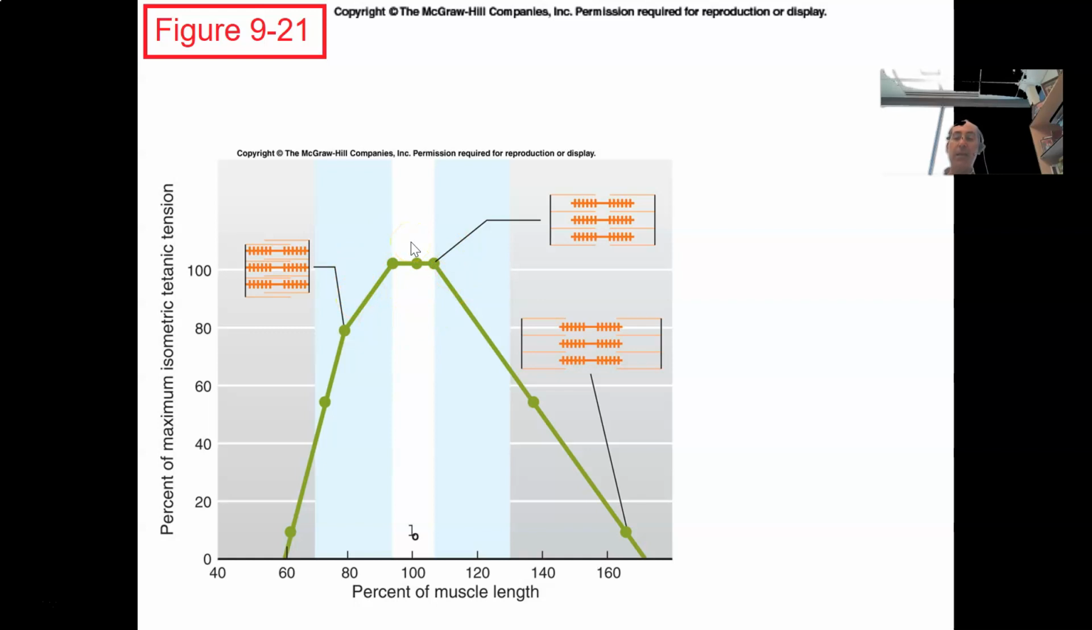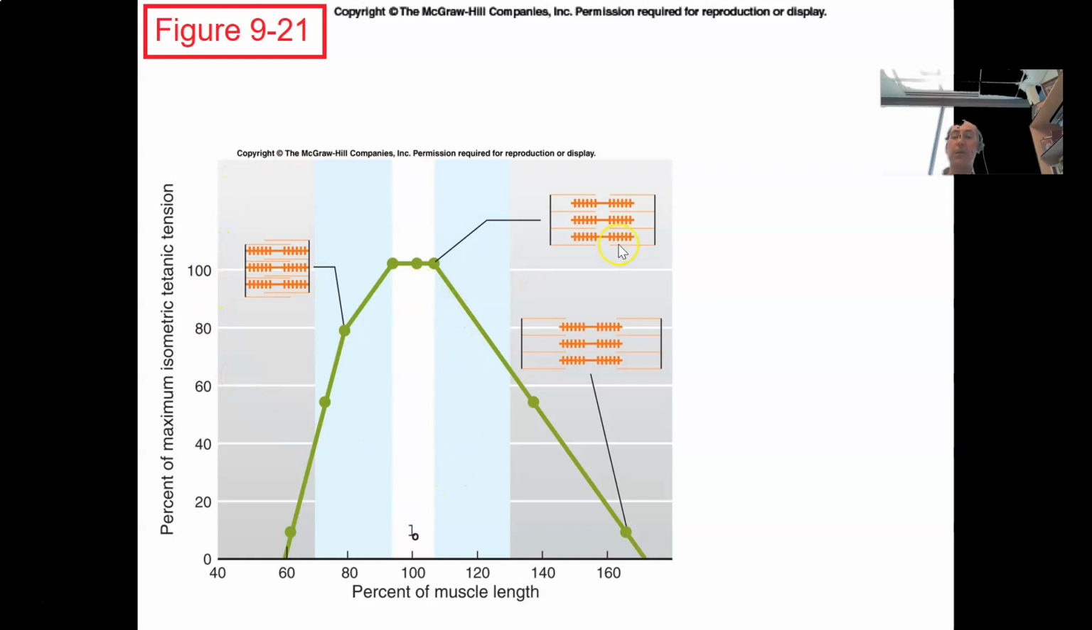I think I will end this one here, and then I'll talk about passive force, the next slide, in another video. So this is isometric contraction, and it tells you something about each individual sarcomere and where they have their maximum capability.